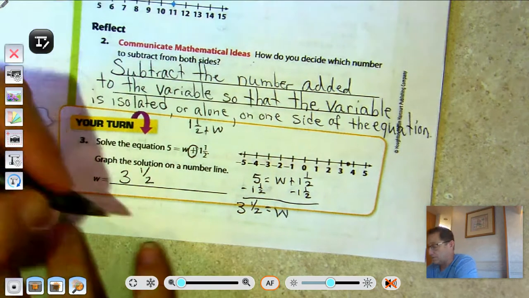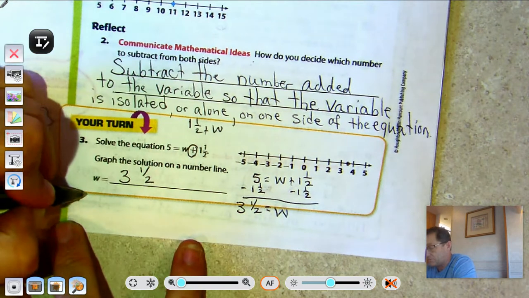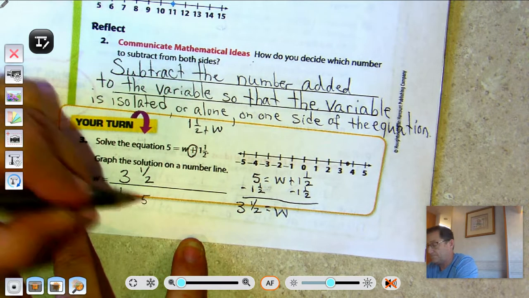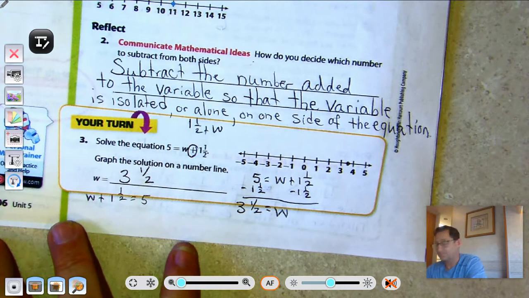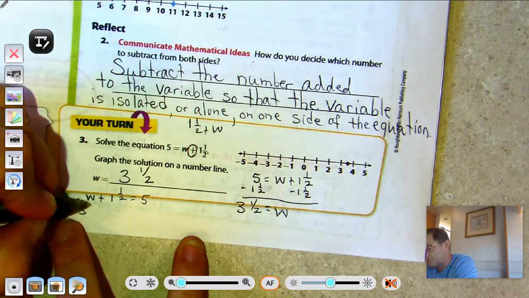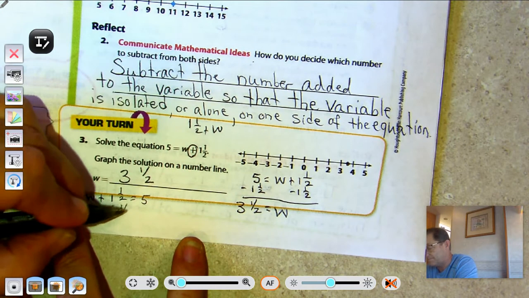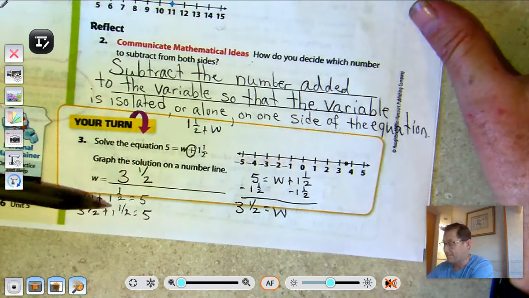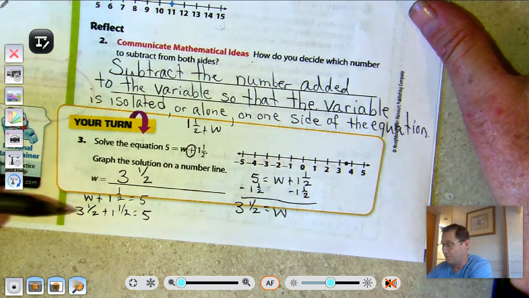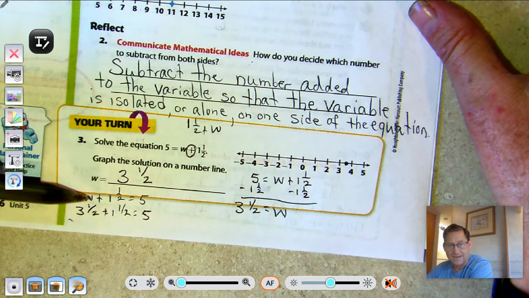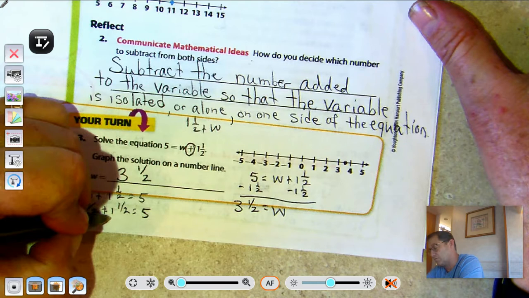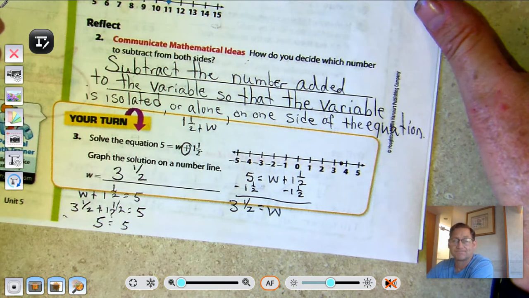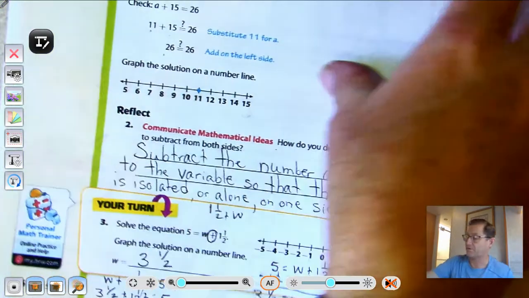Now, we can also double check our answer by plugging it into the original problem. Substitute 3.5 for w. And does 3.5 plus 1.5 equal 5? Well, 3 and 1 is 4, and a half and a half is 1, so 4 plus 1 is 5. So that's a true statement. All right, 307.